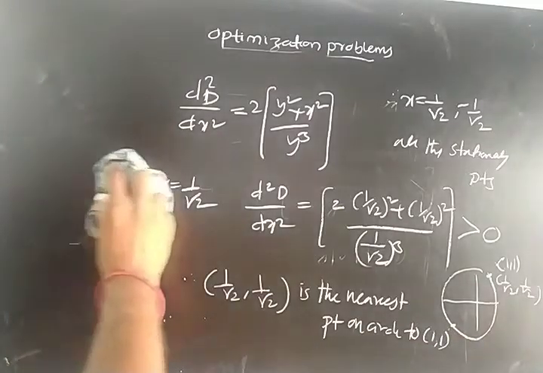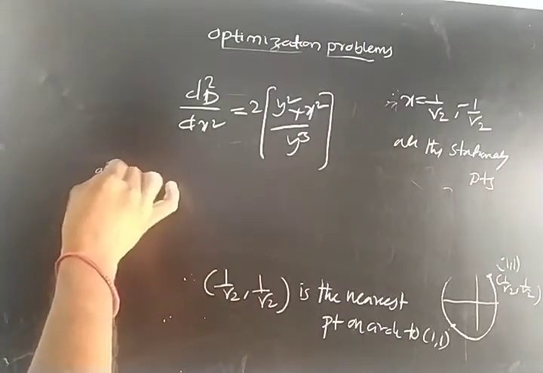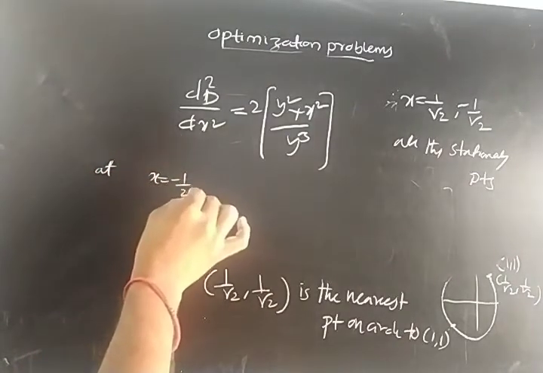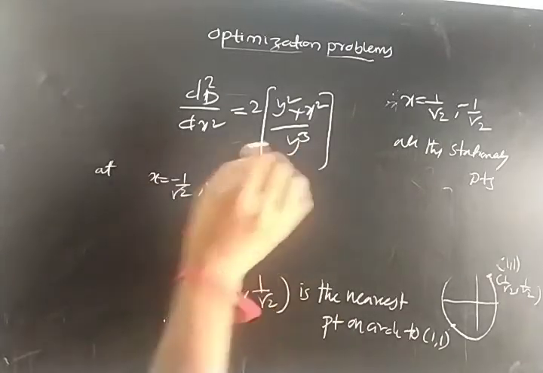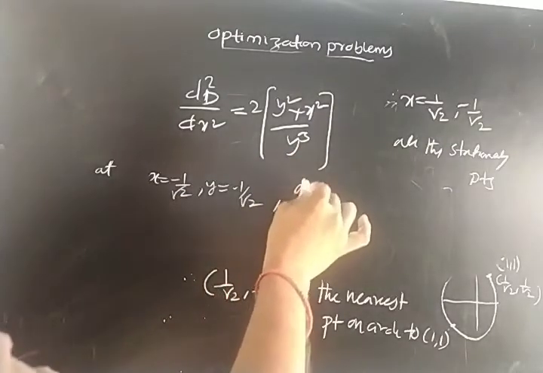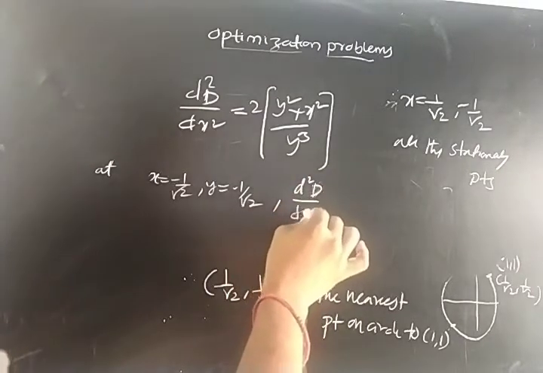Now in the second derivative, again I am substituting x equal to minus 1 by root 2. At x equal to minus 1 by root 2, if x is minus 1 by root 2, then y is also minus 1 by root 2, because x equals y. Now I am checking d square D by dx square.